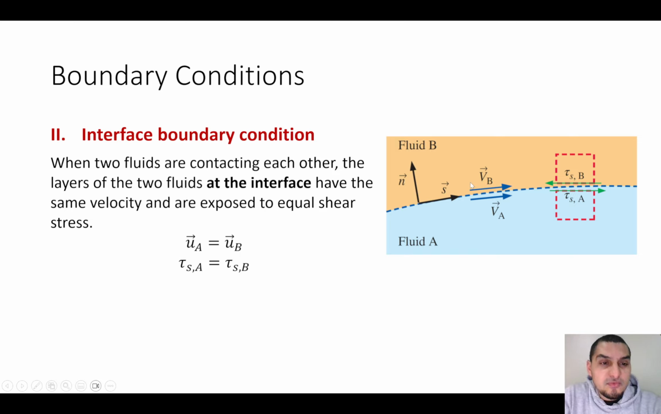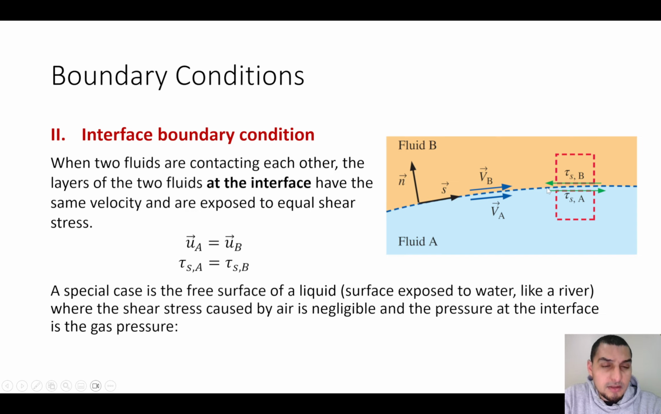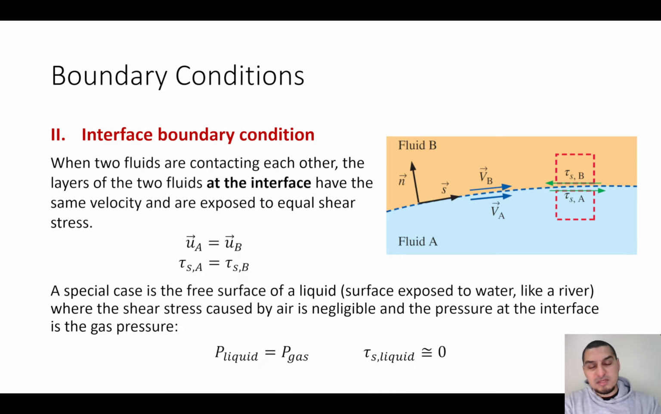So if we have a free surface, then the velocities are going to be equal, and the shear stresses are equal, and both are equal to zero. So the shear stress of the liquid at the interface is going to be zero if the other fluid is gas or air. And of course, the pressure of the liquid is equal to the pressure of the gas. Because we saw this many times before, that if we have a liquid that is in contact with the gas, then the pressure of the gas is the same as the pressure at the surface of the liquid.